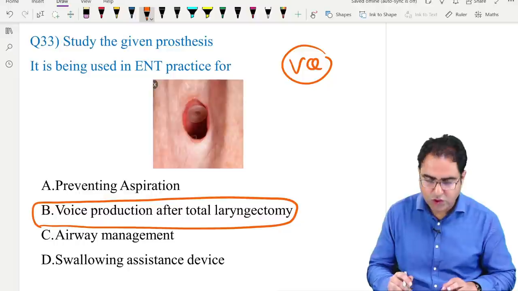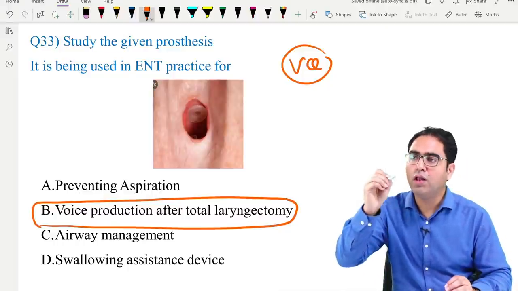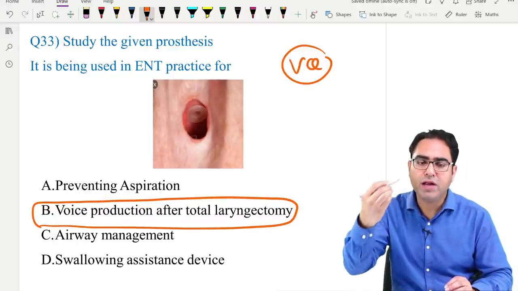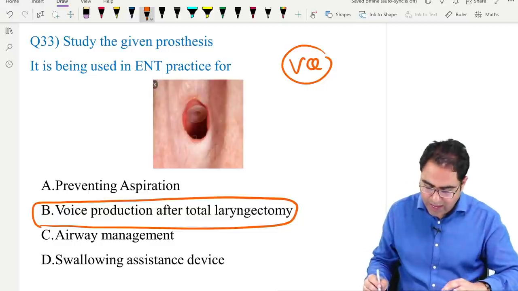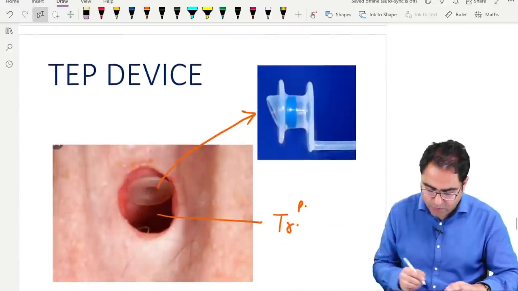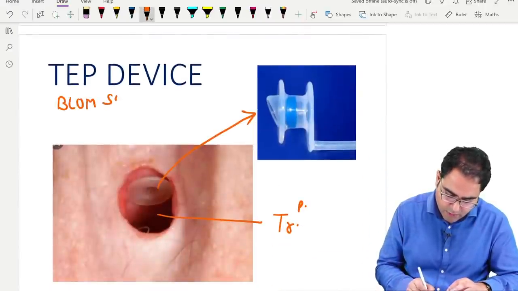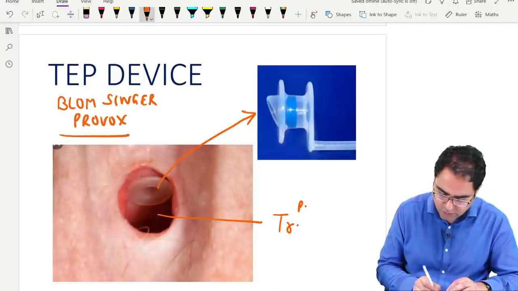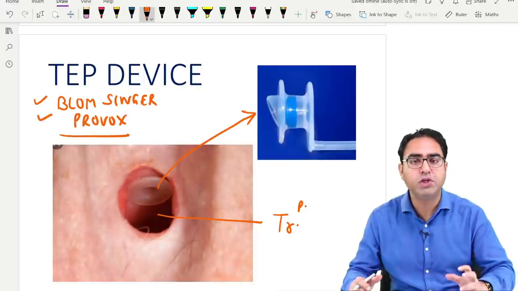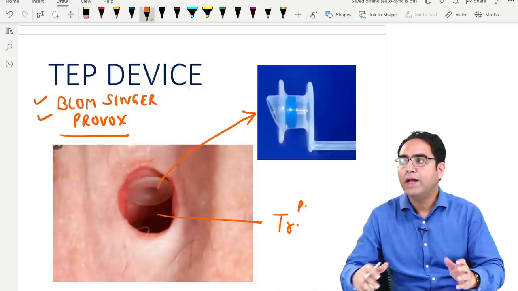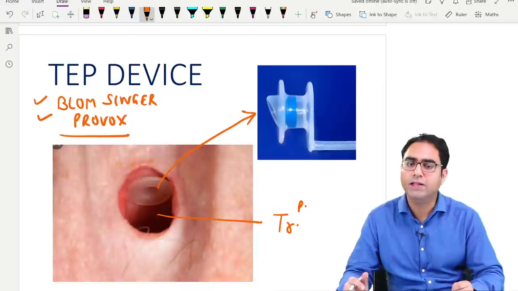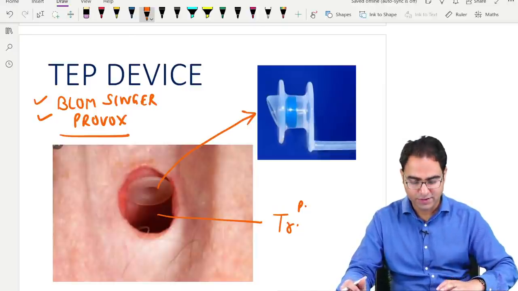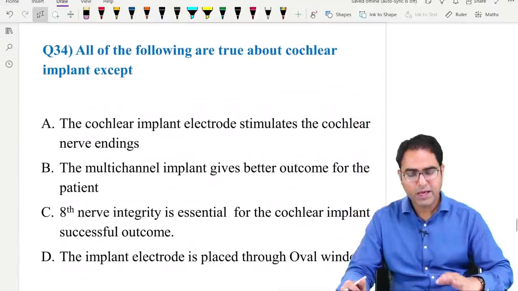So this is a visual question. Anytime you see in the neck there is a hole on the trachea and the posterior tracheal wall shows some plastic piece, this is a tracheoesophageal puncture device. And the examples of TP devices, a very common one is Blom-Singer, beta. And number two, which is more commonly used now, Provox. So this is a very possible visual question. Tracheoesophageal puncture device is used for voice production after laryngectomy. The examples are the Blom-Singer device and the Provox device. Okay, fine. Next. Ear question now.